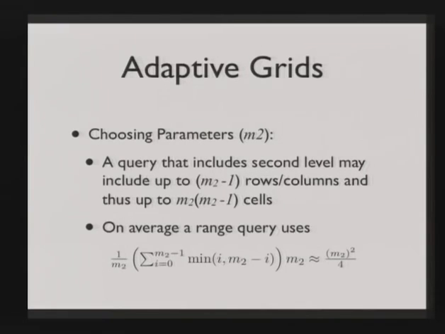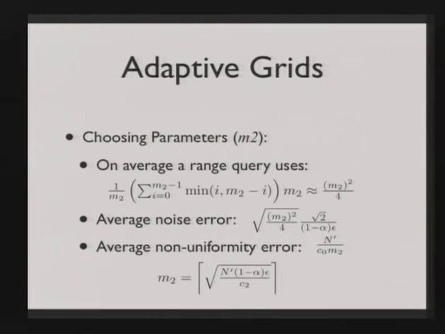So on average, if I take all my range queries into consideration, my range queries are going to use on the order of M2 squared over 4 cells. And we can calculate this using this formula right here. So I know that the average noise error per cell is determined by my privacy budget and by the Laplace noise that I'm adding. And I know what my non-uniformity error is, because I more or less have a good estimate of what I expect the number of points in each cell to be. So I can minimize the sum of these two errors in the same way I minimize the sum of the errors for the uniform grid approach, and I can get an estimate as to what I want my second level partitioning to be.